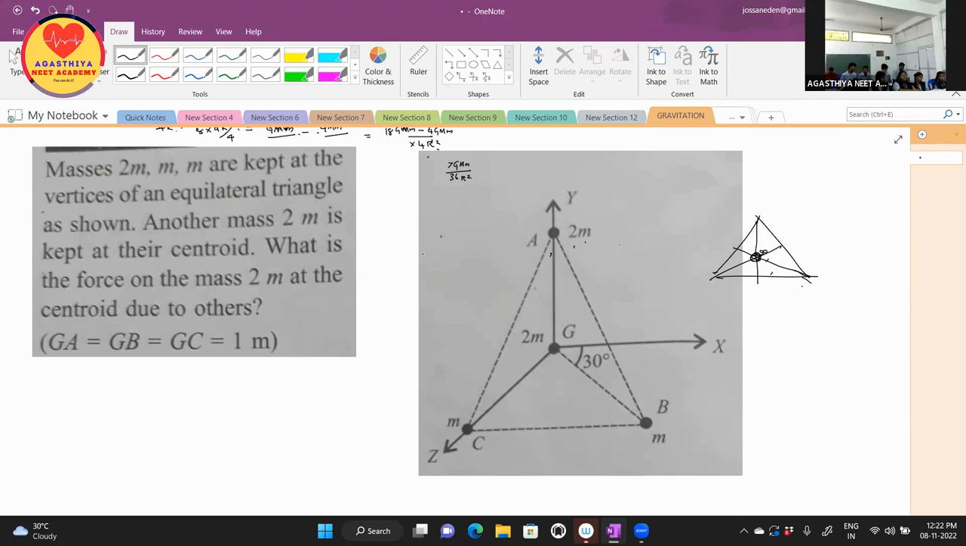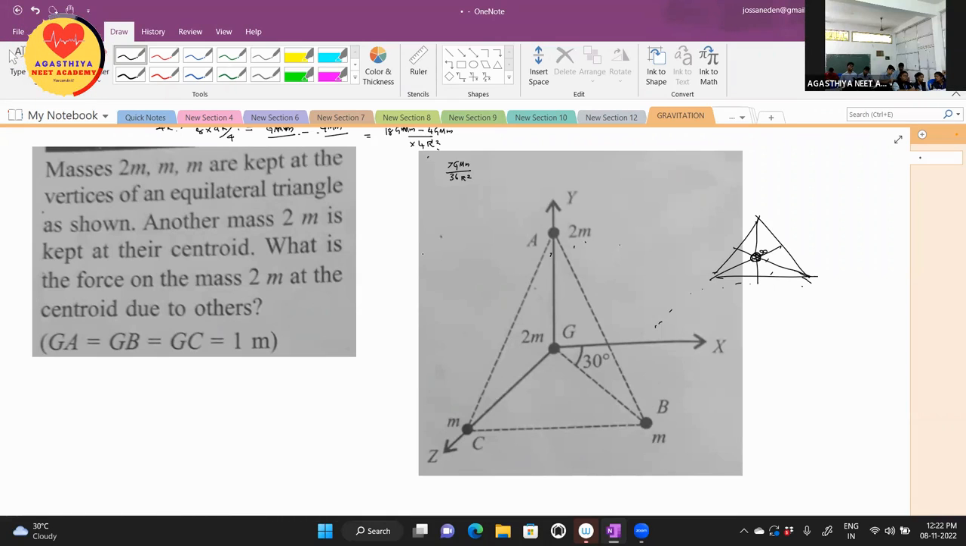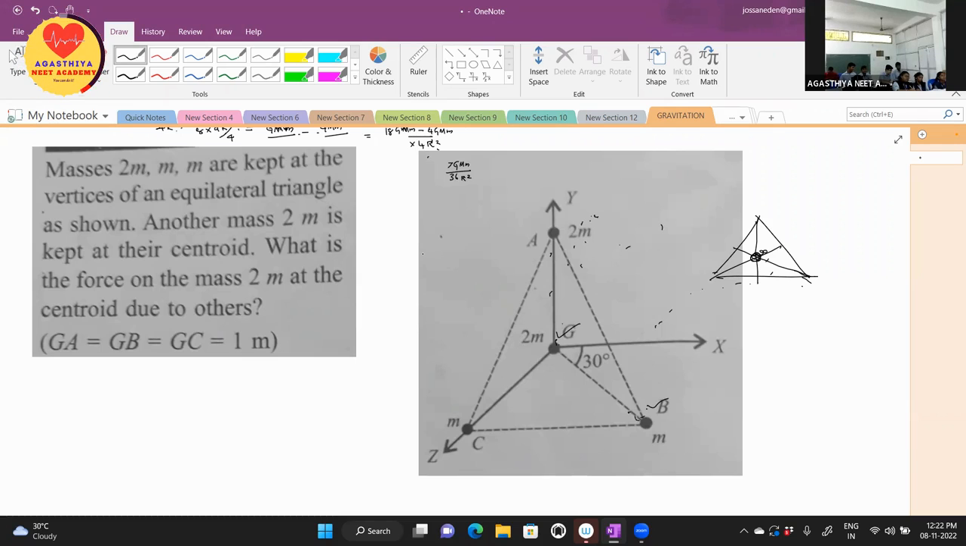The convention here is x, y, z. The question is, what is the force on the mass 2m at the centroid? This problem can be solved using the principle of superposition. What is the force exerted by the mass placed at A on the point G? Similarly the force exerted by the mass B towards G, and by the mass C towards G. All are attractive forces.